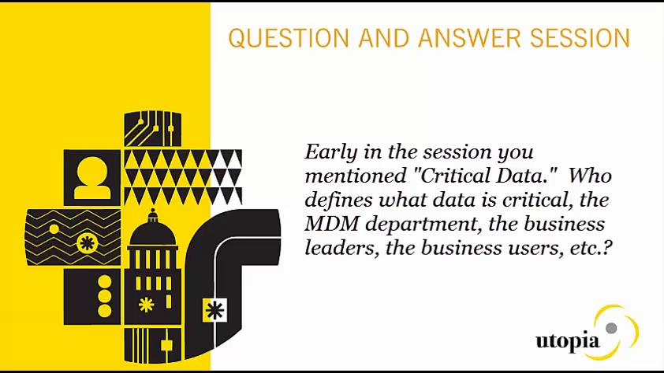Another question is, early in the session, you mentioned critical data. Who defines what data is critical? The MDM department, the business leaders, the business users, etc.? Well, if you have a robust and proper data governance team in place, it would include all of those. Again, when one person makes the decision on data for everybody in the organization, somebody's rules or somebody's uses are not going to get picked up. Therefore, you're going to have an adoption issue. So if you don't include everybody in this process that's going to use the data or need the data, then you don't know what the critical data is.